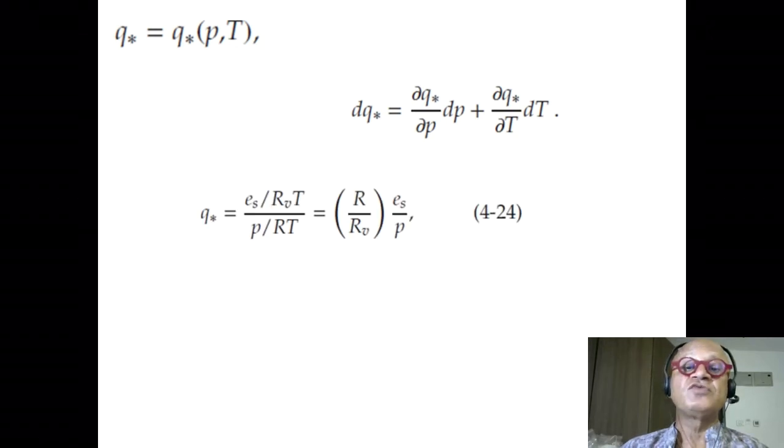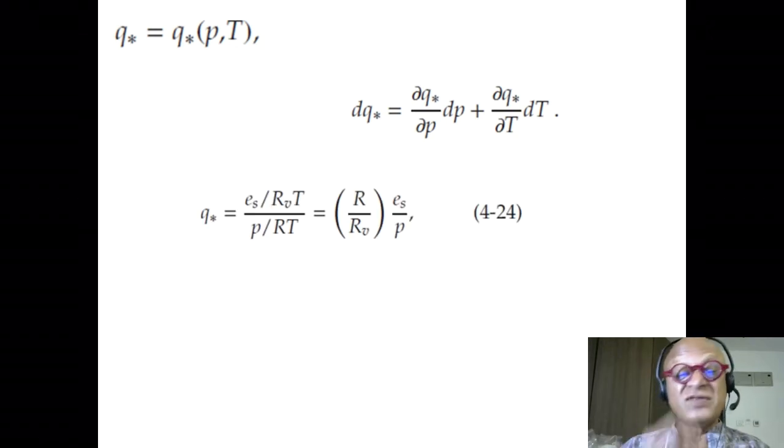So the saturation humidity is obviously a function of pressure and temperature, as we know. So you can write dq star by using the law of partial differentiation. dq star is the partial of q star with respect to p, the variation of q star with respect to p, times dp, plus the variation of q star with respect to T times dT. So this total derivative is the sum of these two, because those are the variables that contribute to the variability of q star.